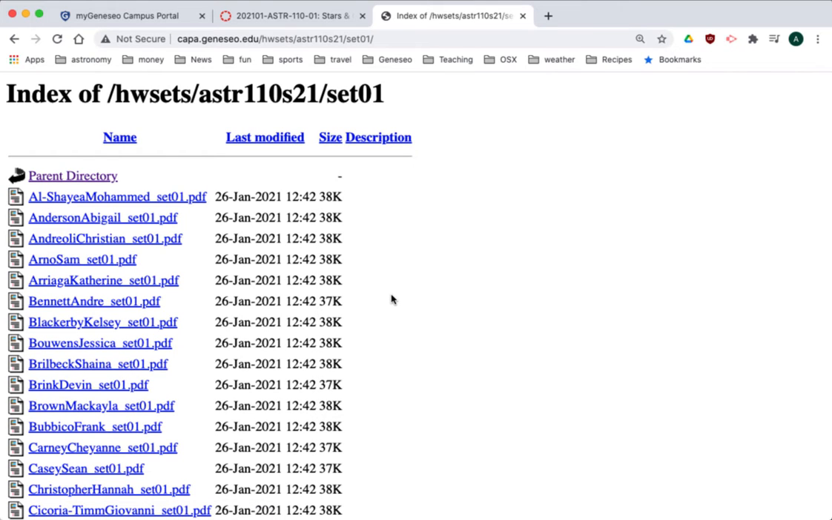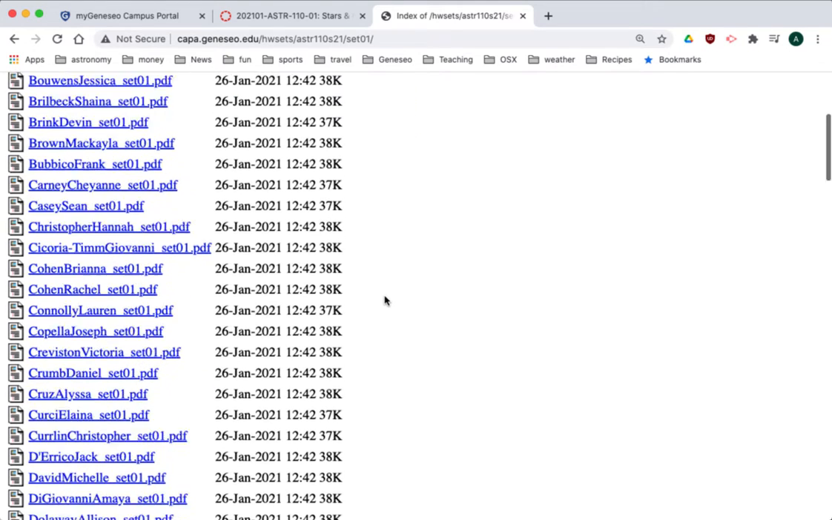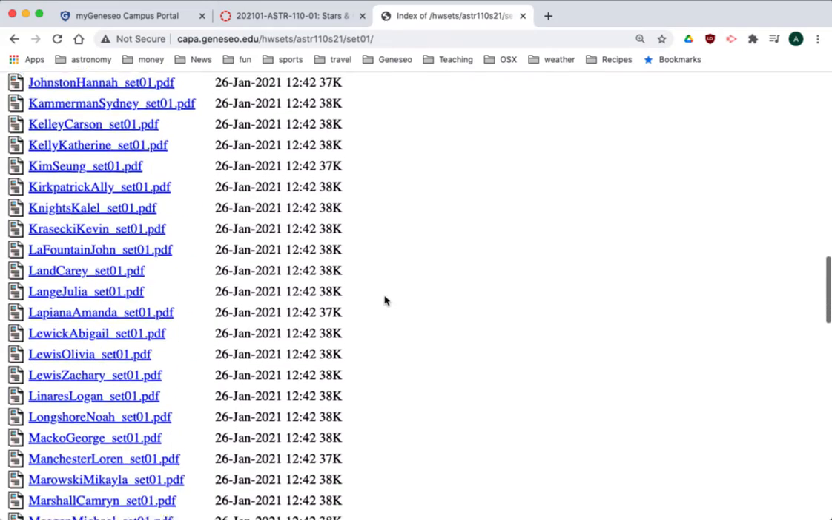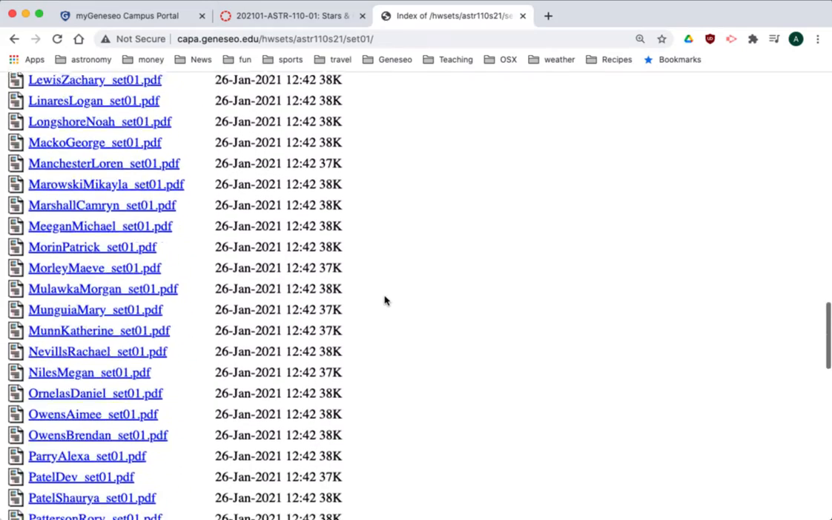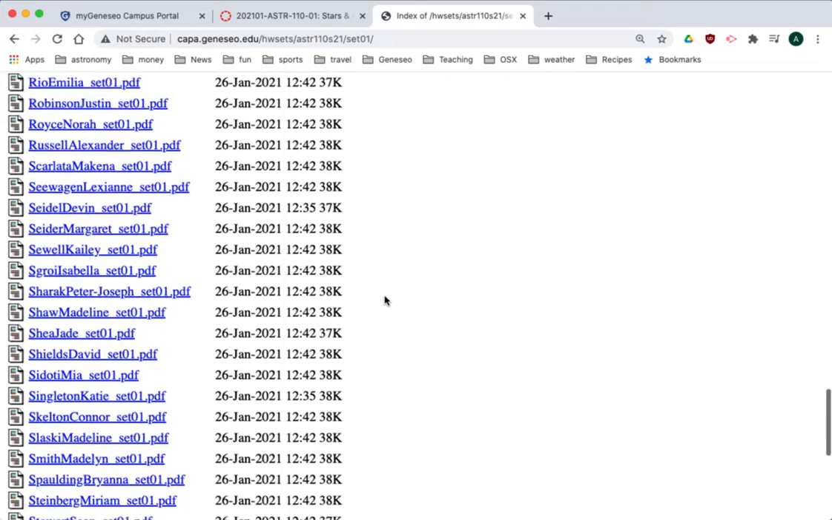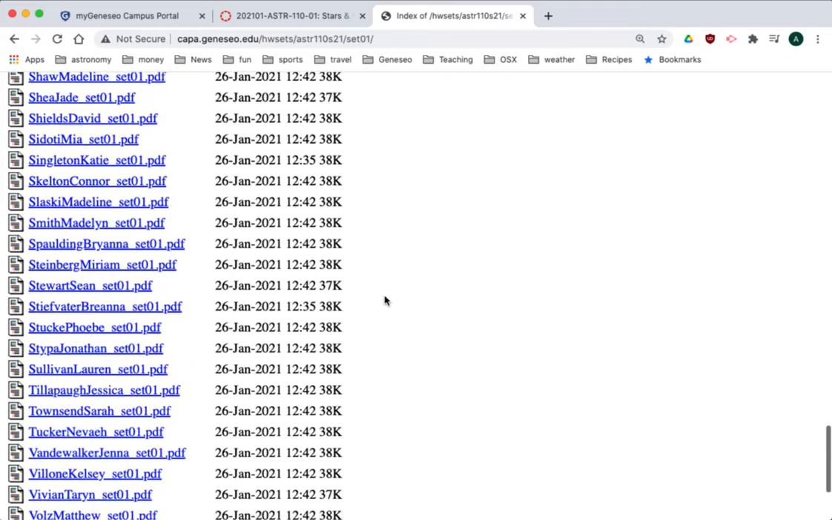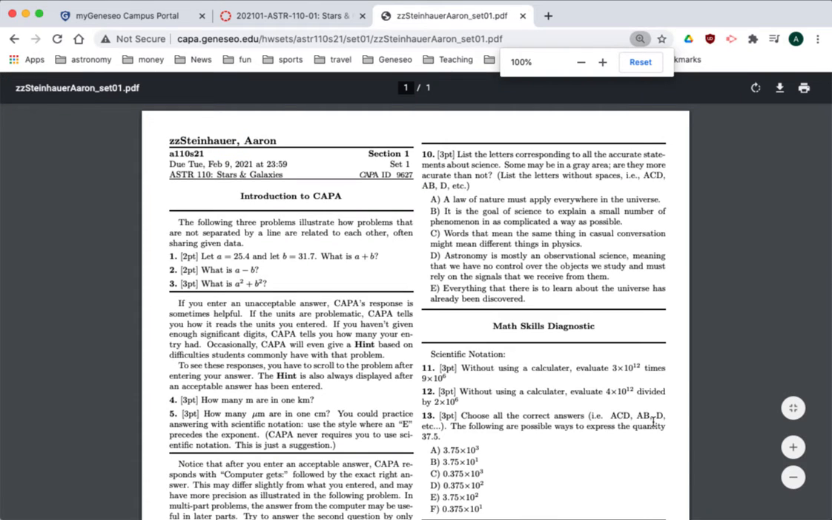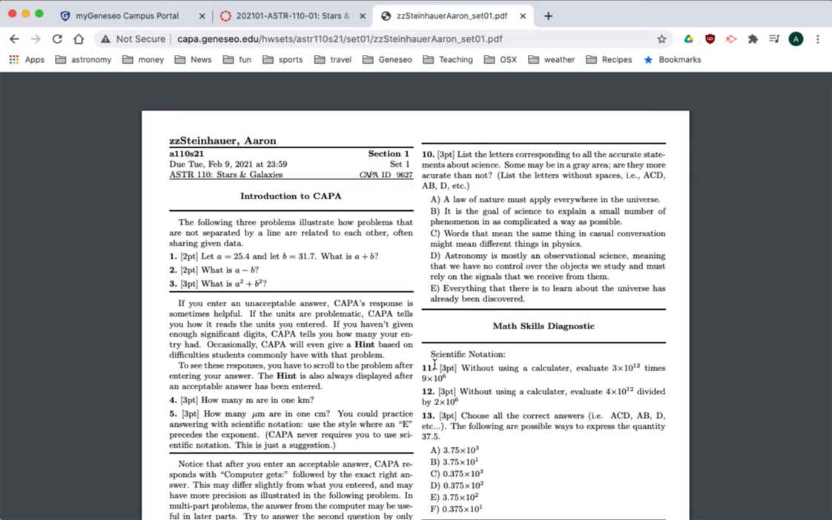And on this page, there are links to PDF documents for every single person in the class. If you don't see yours, it's because you added the class after I set this up. Either send me an email and I can set one up for you, or wait and I will eventually get it posted. So I'm going to show you mine. I have mine at the bottom, so I can follow along and also test things out. So this is what the first assignment looks like.